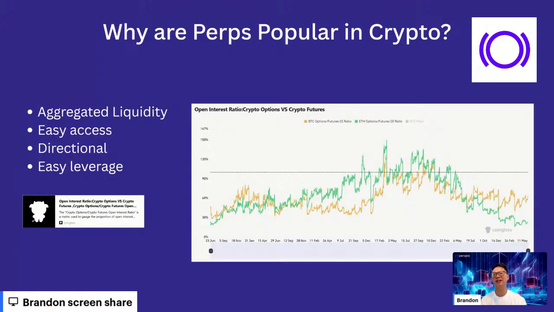Interestingly enough, I think options are catching on a bit more than people might think. And with the recent Deribit acquisition, things are going in the favor of options. So let's talk a little bit about why options are cool. Why not just use perps?